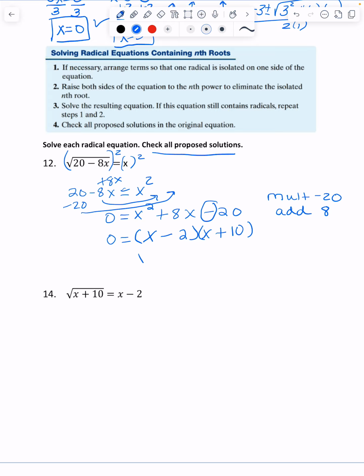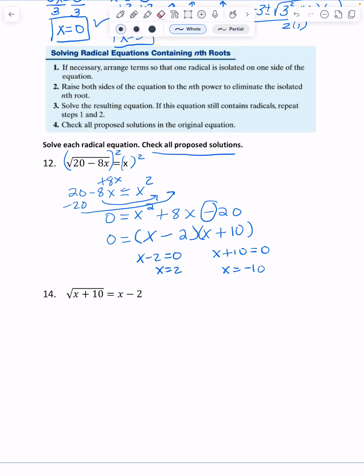And now I'm going to set each of those factored parts equal to 0. So x equals 2 and x equals negative 10 potentially. Remember, especially in this section, you have to check all of your solutions. All right, so let's check our first solution of 2.